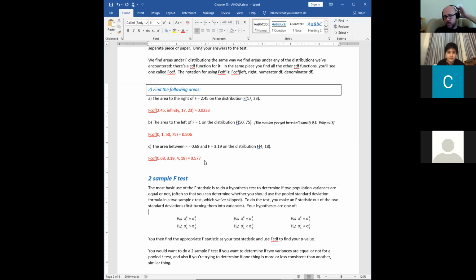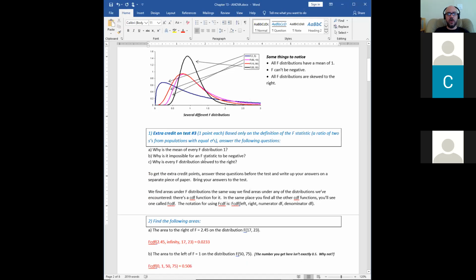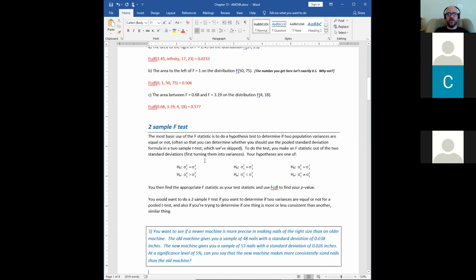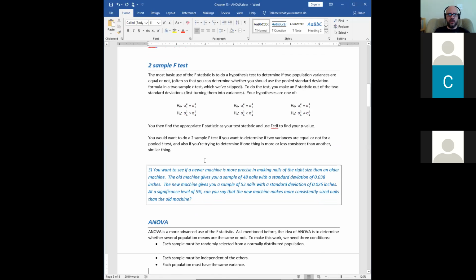Okay, so here's what we're gonna do. The most basic kind of test using the F statistic, the two-sample F test. So remember that an F statistic is just a ratio of sample standard deviations. And so what we're going to do with our two-sample F test is see if two sample standard deviations are similar enough to each other that we can think of them as the same.